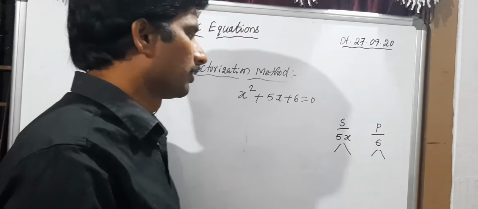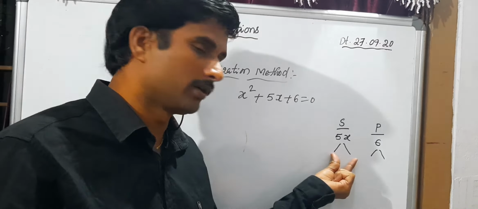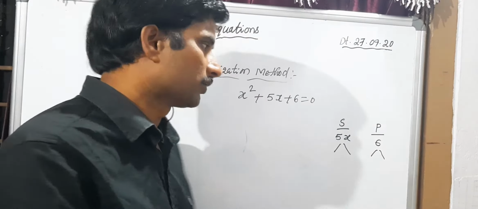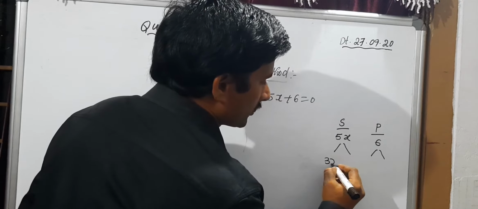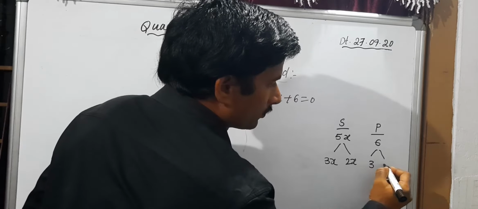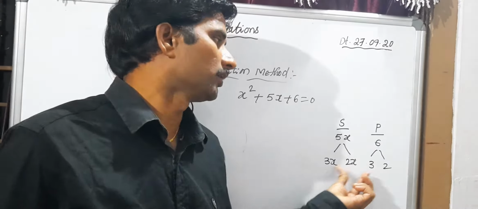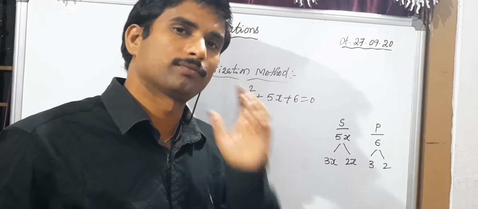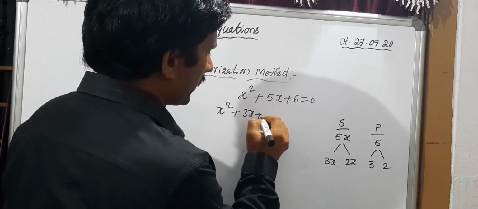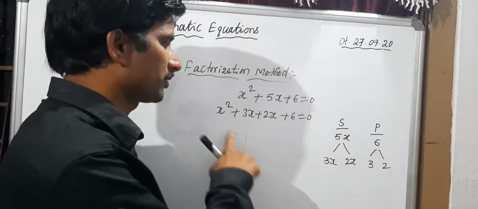I can repeat. There exist two terms whose sum is the middle term and whose product of coefficients is equal to the constant. So 5x we can write as 3x plus 2x, and the product of the coefficients of these two terms is 3 into 2. So these two terms satisfy both sum and product at a time. Now we can write the middle term 5x as 3x plus 2x, and the constant plus 6 equal to 0. Now we have 4 terms in this.